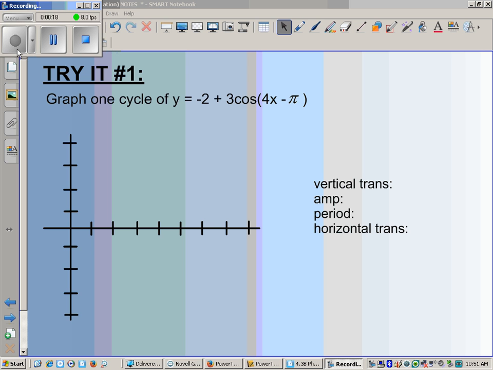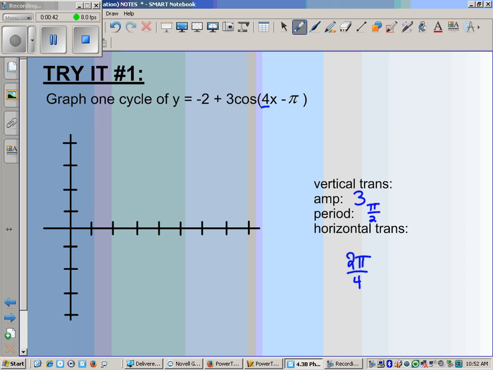So looking at this equation, the amplitude would be 3. The period would be 2 pi divided by 4. So what's 2 pi divided by 4? My period would be pi over 2. So by the time I hit pi over 2, I should have one full cycle.